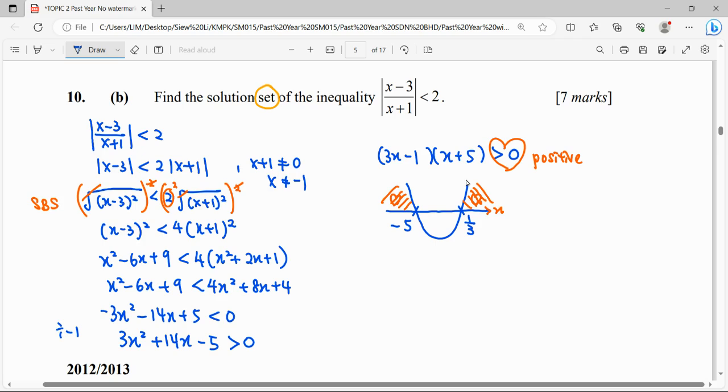So for our answer, remember to put it in set notation. So this is x, this region is less than negative 5 because this region is at the left hand side of negative 5. Another region is more than 1 over 3. Then don't forget to state again that the denominator value cannot take x equals to negative 1.